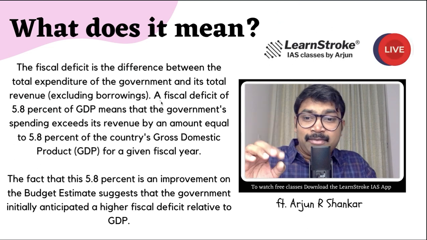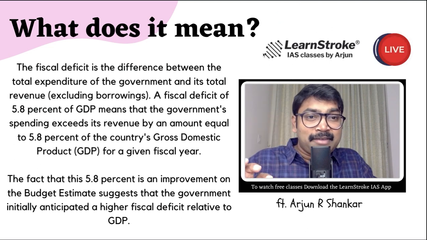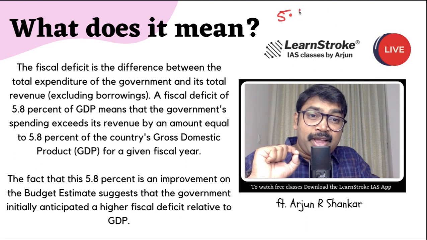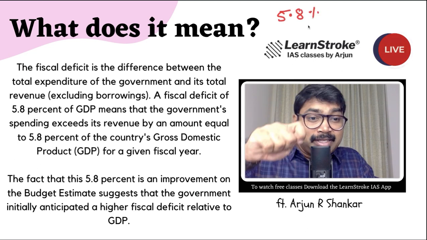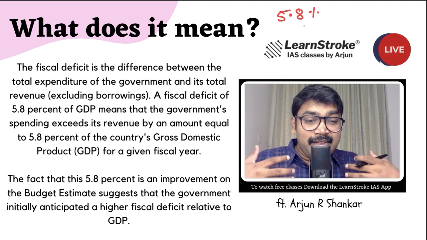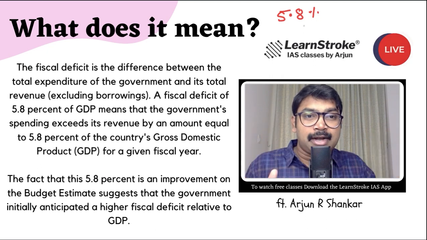Likewise, when you say that 5.8% of the GDP is the fiscal deficit, just imagine, 5.8% of the GDP is fiscal deficit. That is the difference we have. That is the deficit we have in this country.